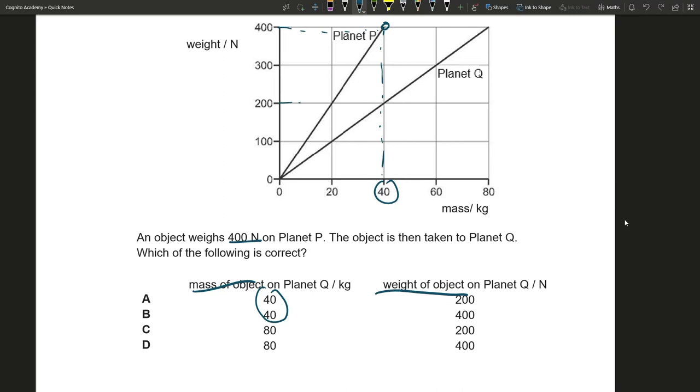Now next, the weight of the 40 object mass on planet Q can be conveniently taken from the graph here, which is 200 newtons. So the answer here is A.